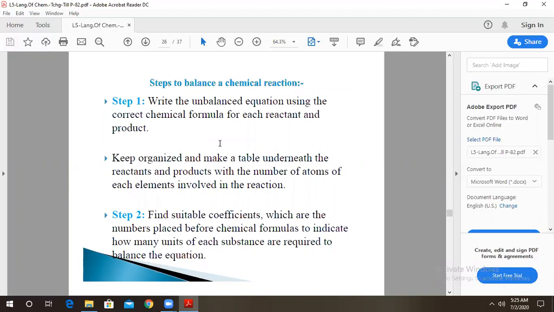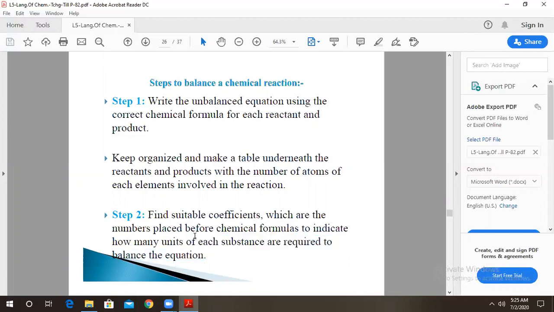Firstly, write the unbalanced equation with the help of symbols and formulas for the reactants and products. Write down the symbols and formulas of the reactants involved and the products formed. Now draw a table below it to write down the number of atoms of the reactants and products which are involved. Then write suitable coefficients, that is the numbers, before the chemical formula to indicate how many units of each substance are required to balance the equation.